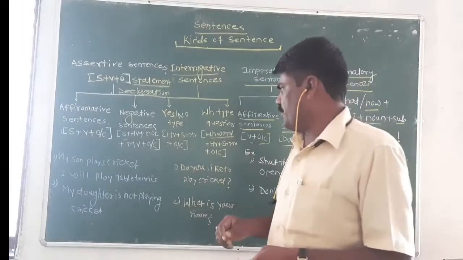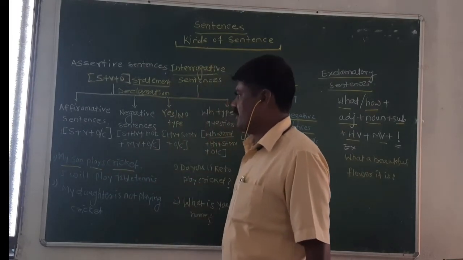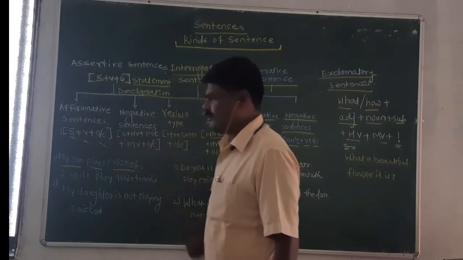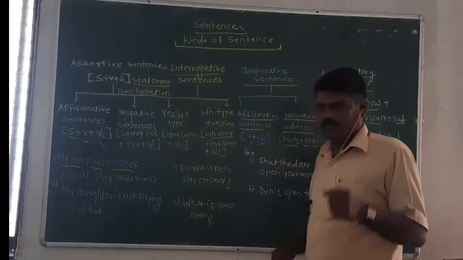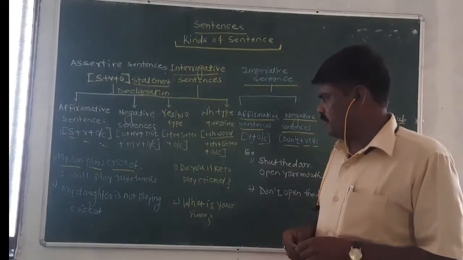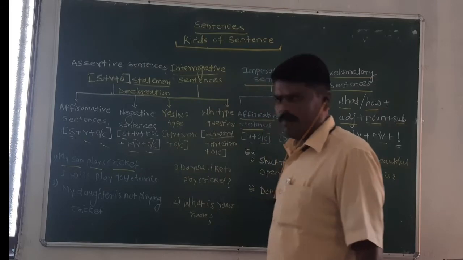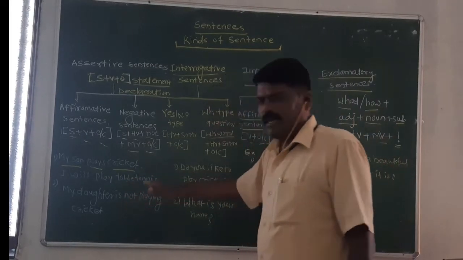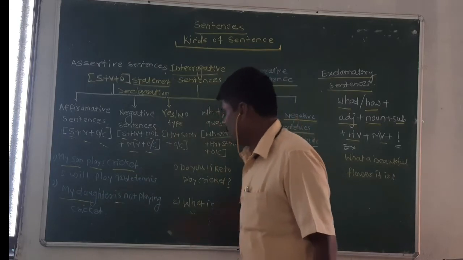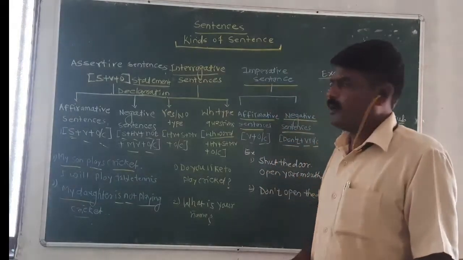We will see some examples of it. The first, my son plays cricket. This is an affirmative sentence. Subject, my son. Verb, plays. Object, cricket. Another example, I will play table tennis. Subject, verb, plus object. The negative is subject plus helping verb plus not plus main verb plus object or the complement. My daughter is not playing cricket. Subject, helping verb is, not, main verb playing. So there are various examples, you can do it by yourselves.